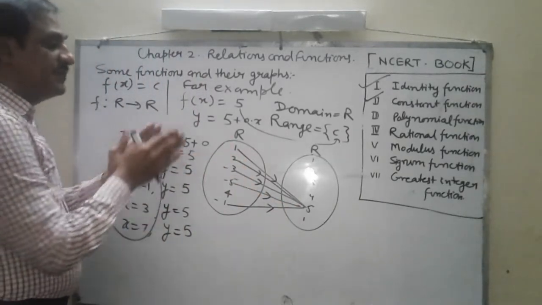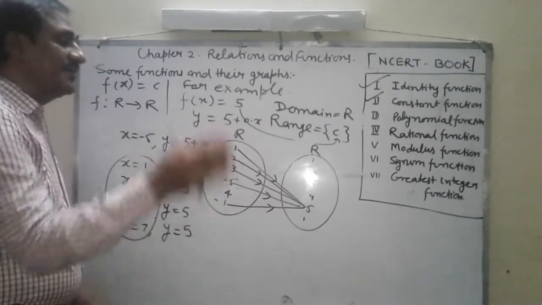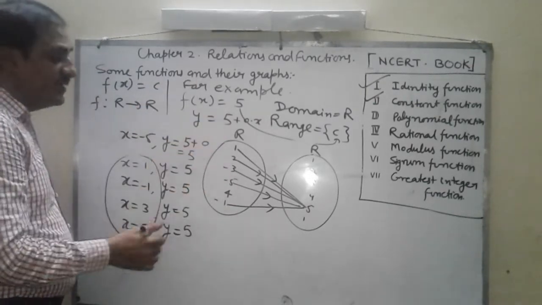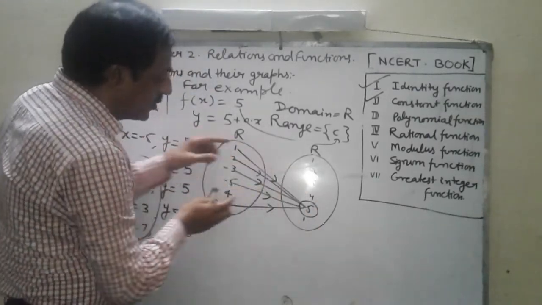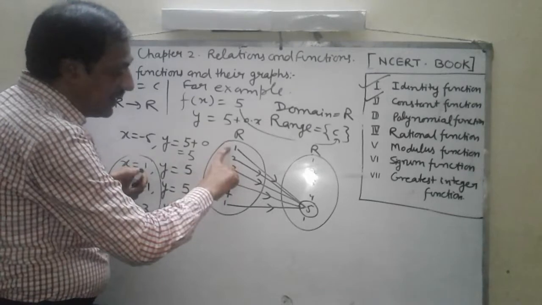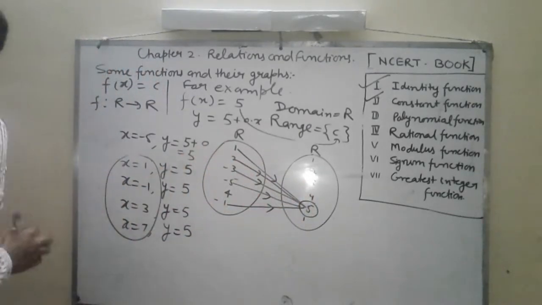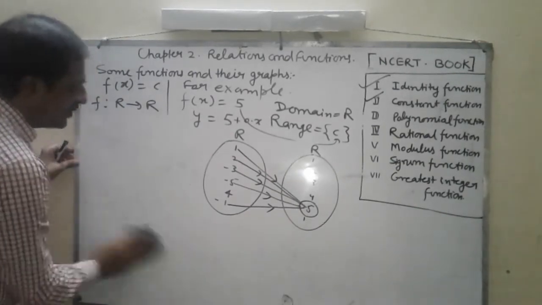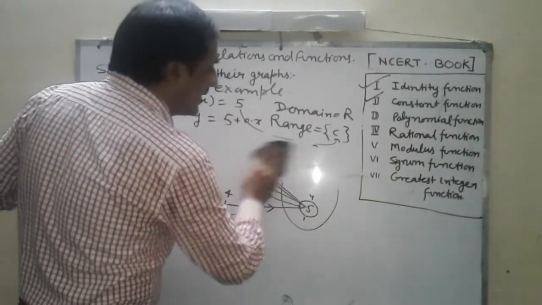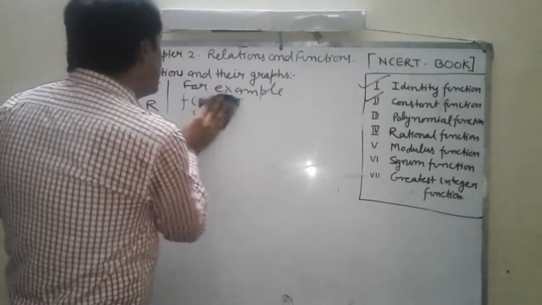The domain of the constant function is always the real numbers and the range of a constant function is always a constant. It is a many-one function. What is the name of this function? Many-one. Okay. So children, can you tell me the domain, range and codomain of this function?